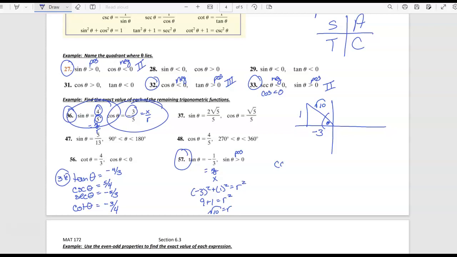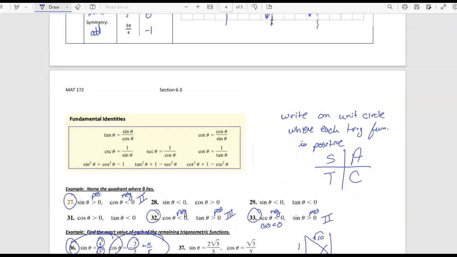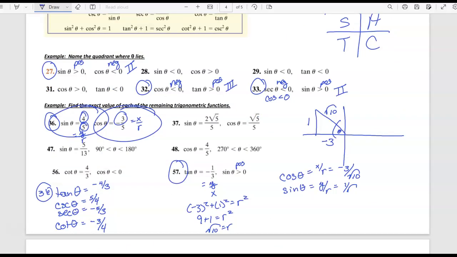So I've got tangent. I need to find cosine and sine. I'll start with those two. Cosine, remember, is x divided by r. So it's going to be negative 3 over square root of 10. Sine is y divided by r, which is going to be 1 over square root of 10. Sorry about that. And then we need to find cotangent. Cotangent is 1 over tangent, so it's just going to be negative 3 over 1, which is negative 3.